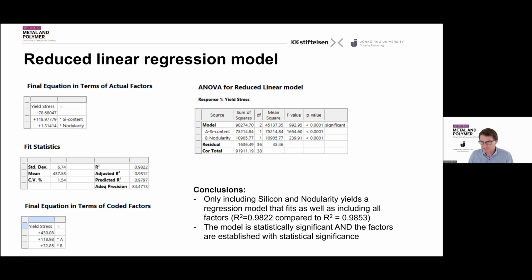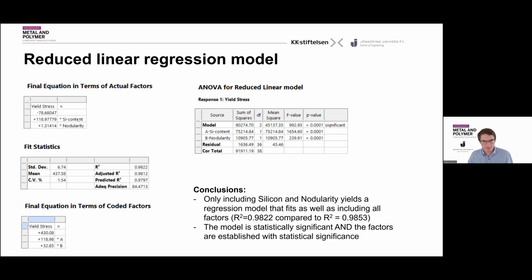I can see we have a question in the chat: if I'm going to demonstrate how you reduce the factors. So basically what I do is a linear regression model, just using these two factors, silicon and nodularity. When you do a linear regression, you have to choose what variables you want to fit. So in this case, I just chose these two instead of all the four that we had.